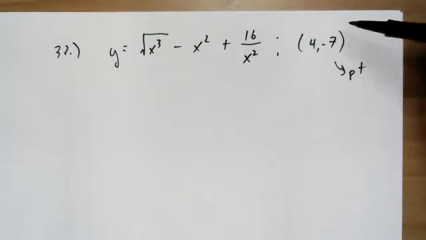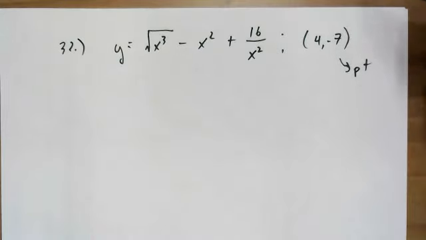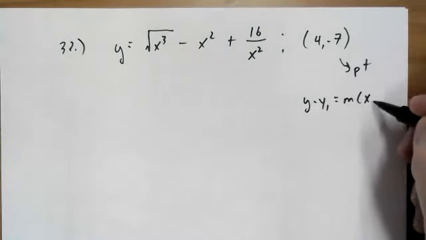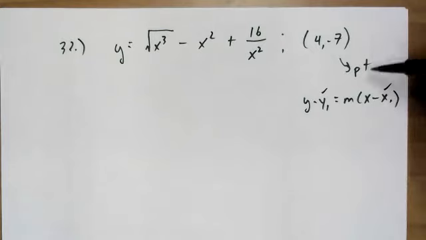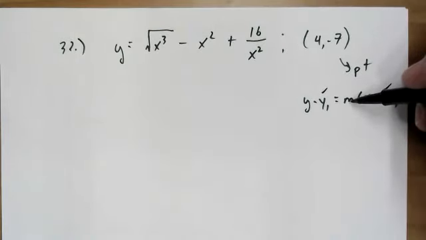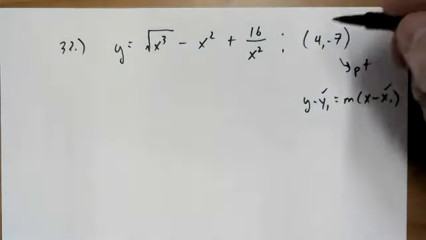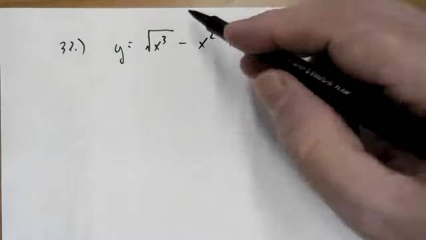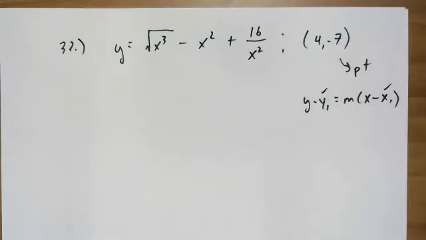So once again, if I want the equation of the tangent line, just to make it very obvious, here's my point slope equation. I know x1 and y1. I now need to find the slope of the tangent line. The way I'm going to find the slope of the tangent line is to take the first derivative of this function. Then I'm going to plug in my value of x, 4, and that'll give me the slope of this point on the curve, which is the same thing as the slope of the tangent line.